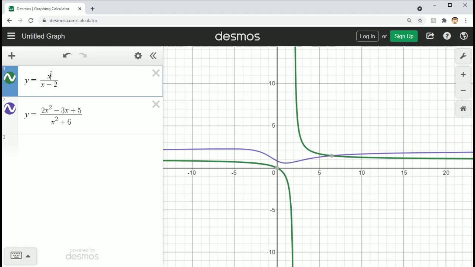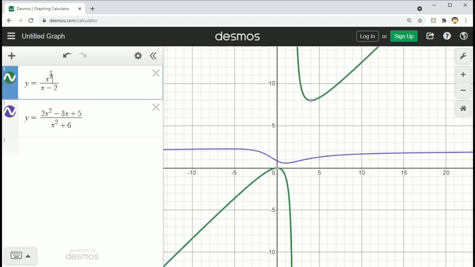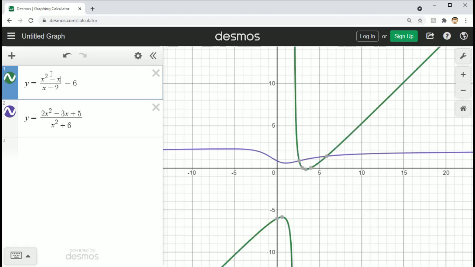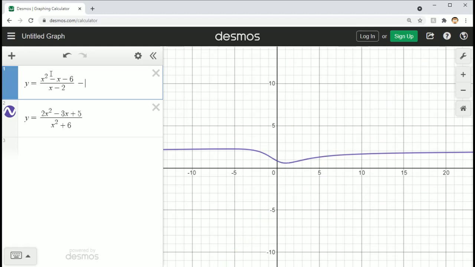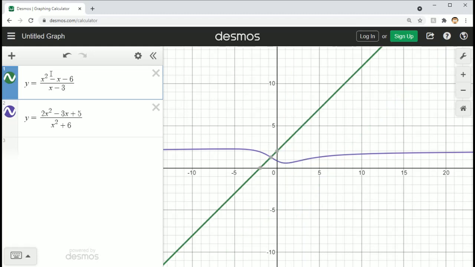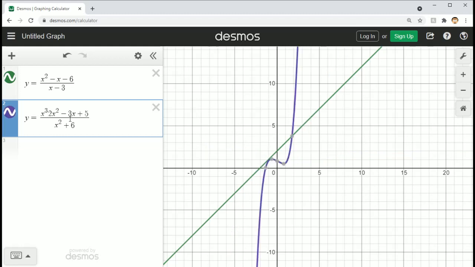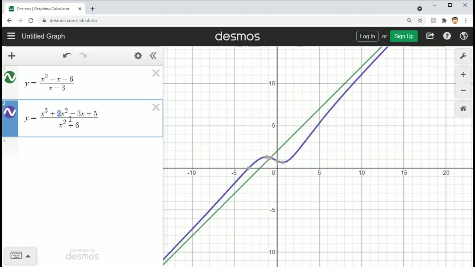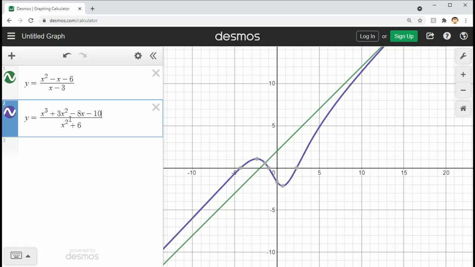So the first fraction we have on top is x squared minus x minus 6. Oops, I want that to be on top, not at the side. And on the bottom, I have x minus 3. For my right side, I have an x cubed plus 3x squared minus 8x minus 10. And on the bottom, I have an x plus 1.